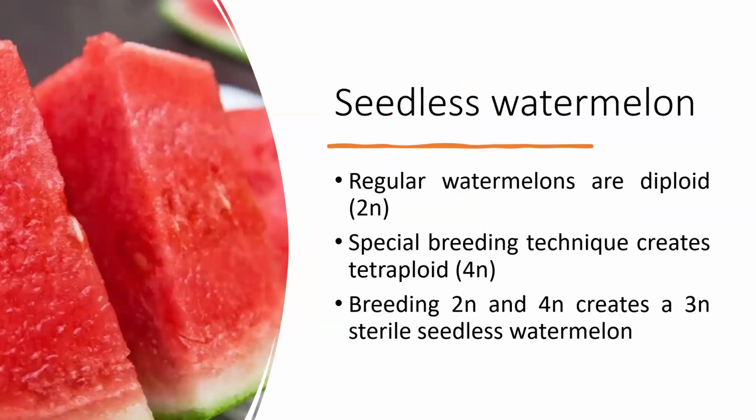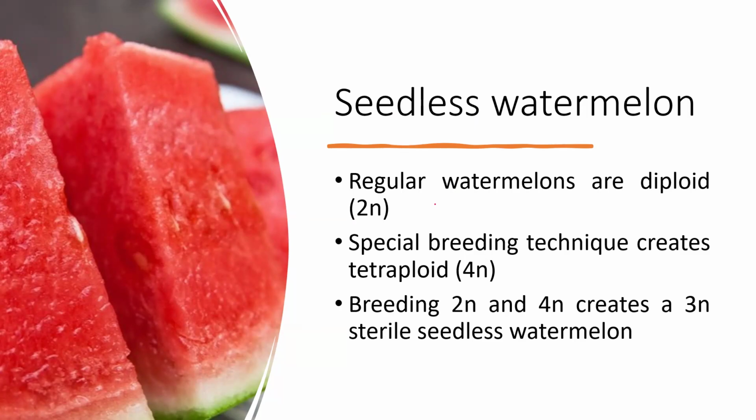Now, one of the things that bothered me growing up is how do people make seedless watermelons? Because to grow a watermelon, you need a seed. But if the seedless watermelon has no seed, how do you make more seedless watermelon? It turns out the answer has to do with what we're talking about. So regular watermelons, the ones with seeds, are diploid. They have two sets of chromosomes. There is a special breeding technique that we're not going to go into, but it allows the watermelon to become tetraploid.